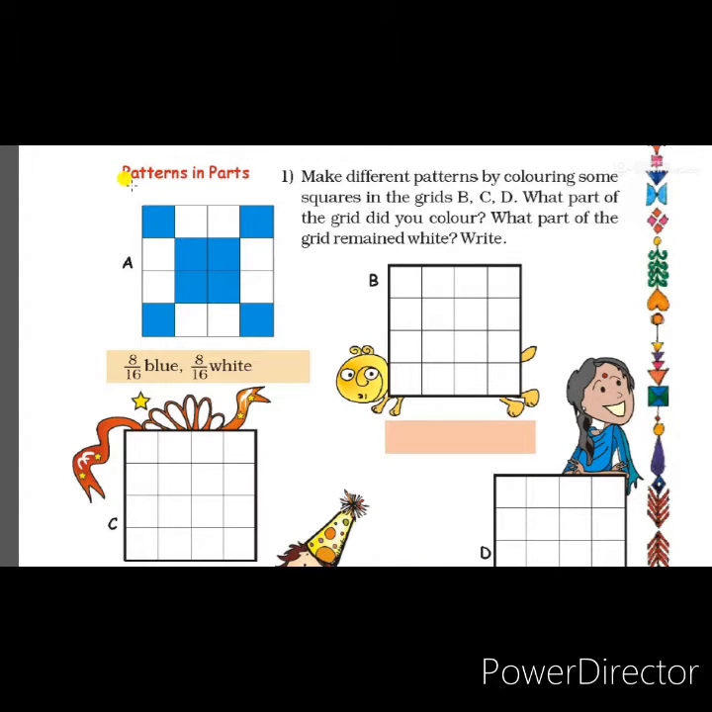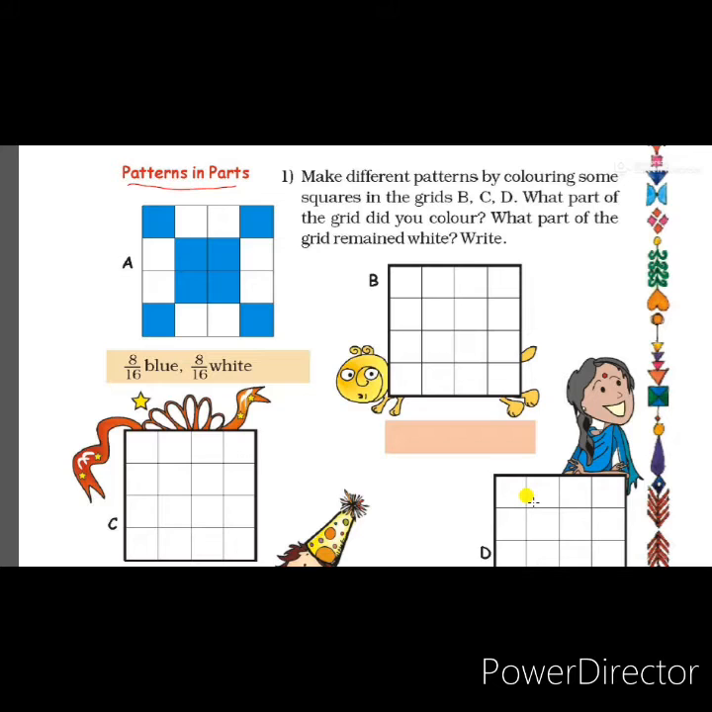Today I will explain page number 57. The topic is patterns in parts. Here on this page we are given 4 boxes with 16 squares inside each. Box number A, B, C and D.